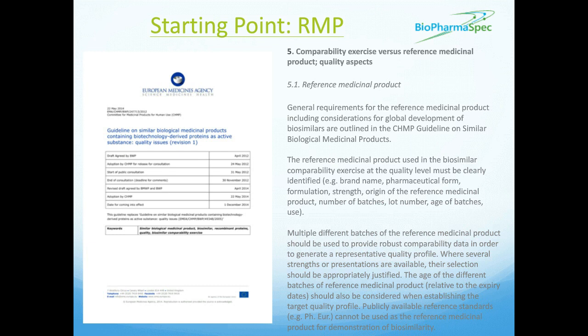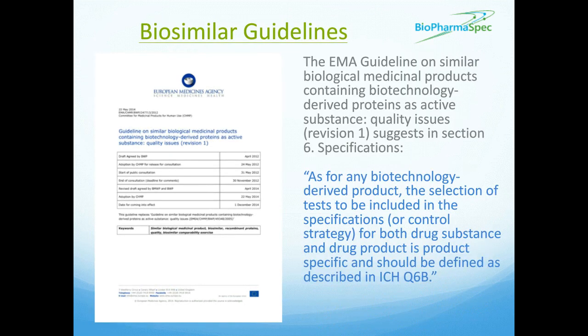So moving on from that, once you start talking about your RMP and trying to match that for your biosimilar to prove comparability, what do you actually have to do? How do you go about characterizing a molecule and making a biosimilar? And the guidelines here, for example, the EMA, talks about it in their specification section. And as it says, for any biotechnology-derived product, the selection of the tests to be included in the specification or the control strategy for both drug substance and drug product, and I think that's quite important, it should be specific to the product and also defined as described in ICH Q6B.